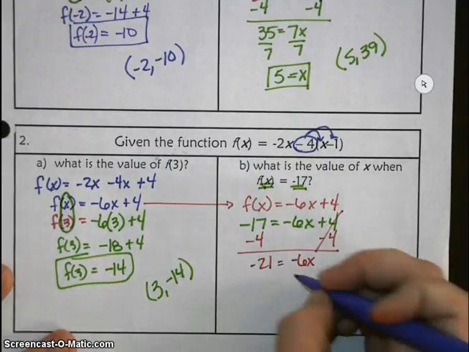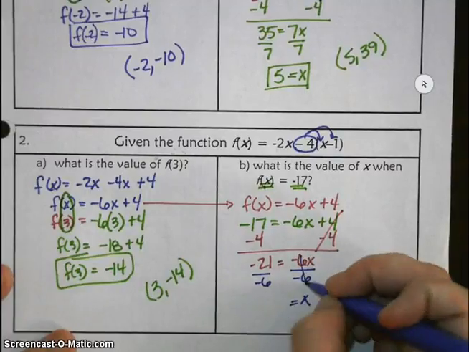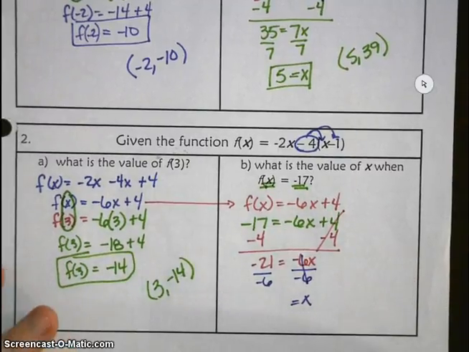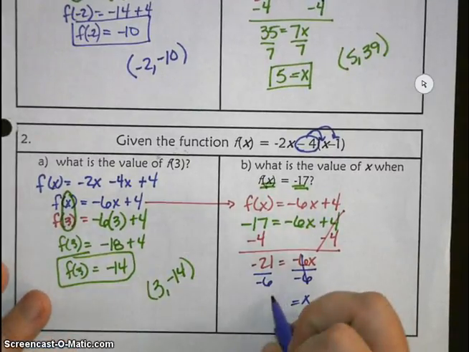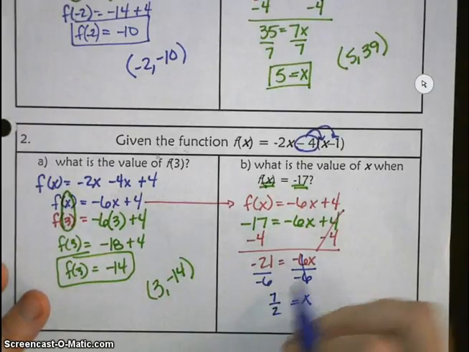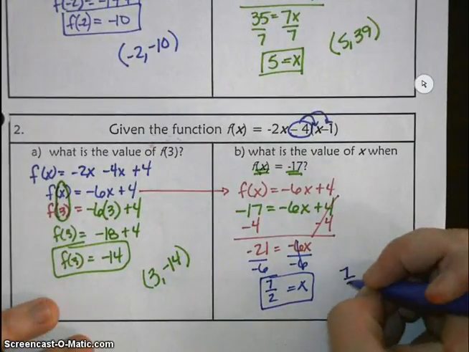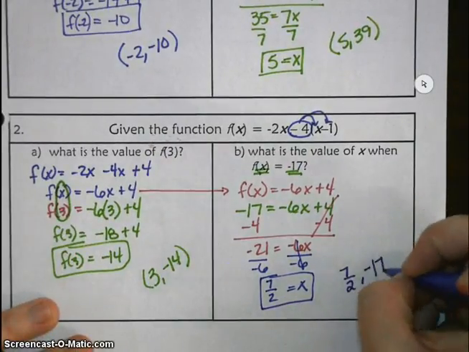Divide both sides by negative 6. So it's not perfect, but 21 over 6 reduces, dividing by 3, to 7 over 2. Negative divided by negative is a positive. So this is a solution, or I could write (7/2, negative 17).